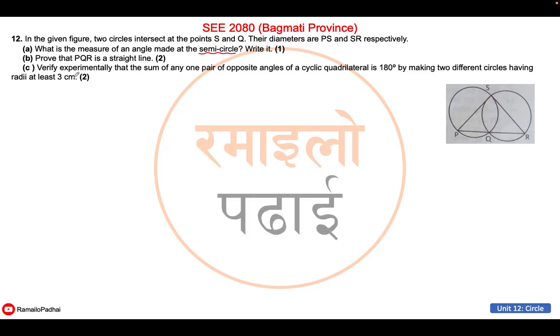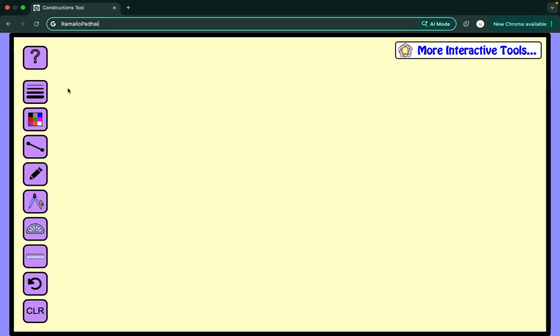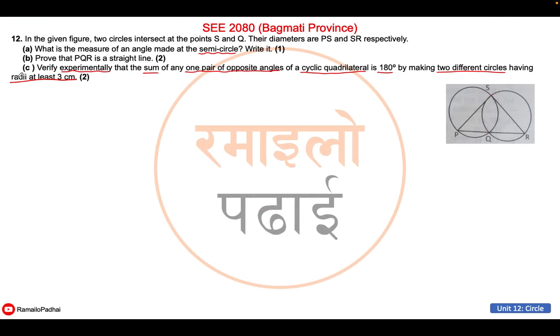In C, verify experimentally that the sum of any one pair of opposite angles of a cyclic quadrilateral is 180 degrees by making two different circles having radius at least 3 centimeters. We will construct here and then prove it as well. We need to construct and measure because it is an experimental verification. Now without any delay, let's start the solution.